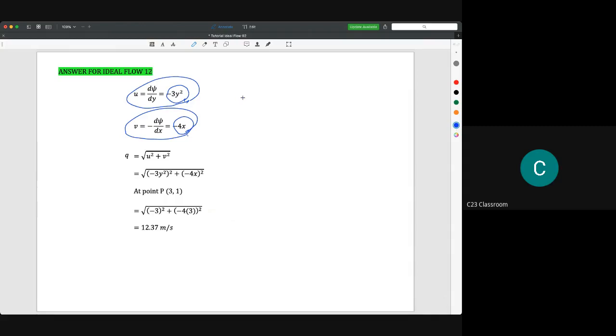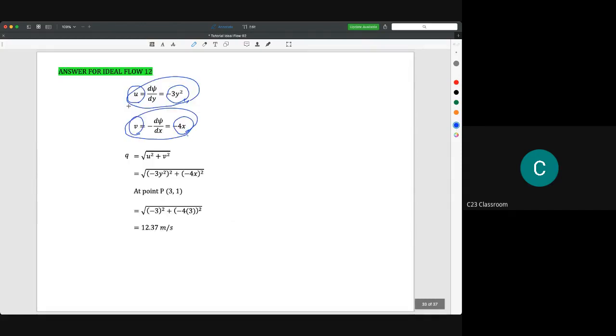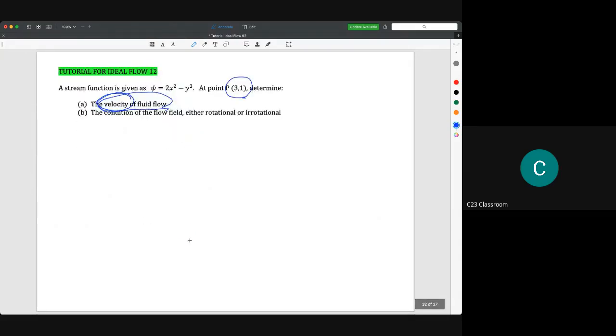And finally, we will get the value of velocity. However, you must know that the value of u and v here is the component velocity. So the velocity here means the real velocity or the resultant velocity. The resultant velocity can be calculated by using this equation. So you substitute everything, you will get it is equal to 12.37 meter per second. I will not show the solution for this one. So you need to check whether it is rotational or irrotational.